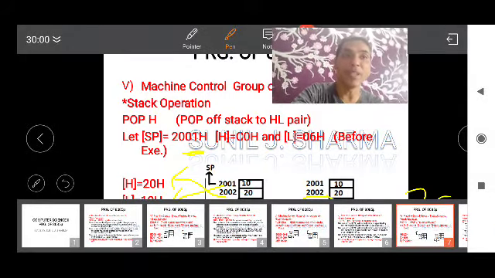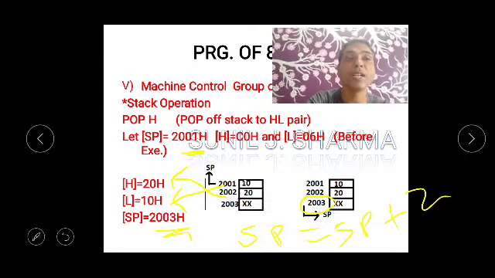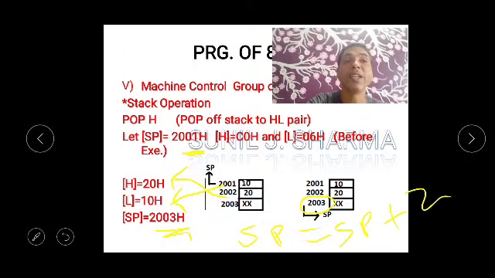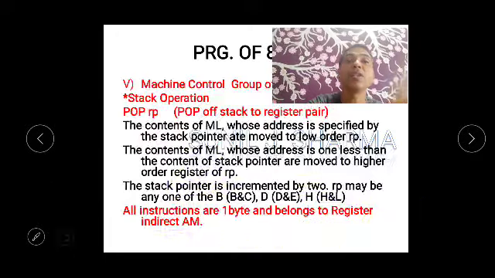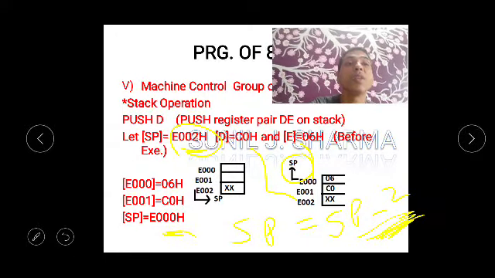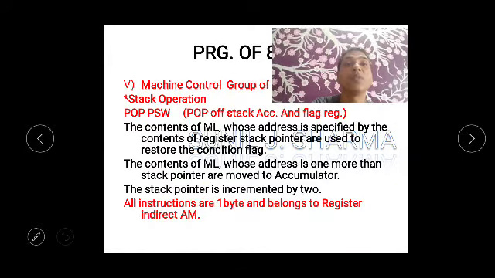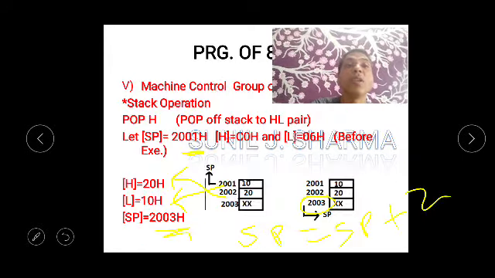So exactly the same thing, but in push we are adding the data, that's why the stack pointer is decremented by 2. Let me check. Yeah, can you see here it is decremented by 2, but here it is incremented by 2. Now same operation, let's take an example.